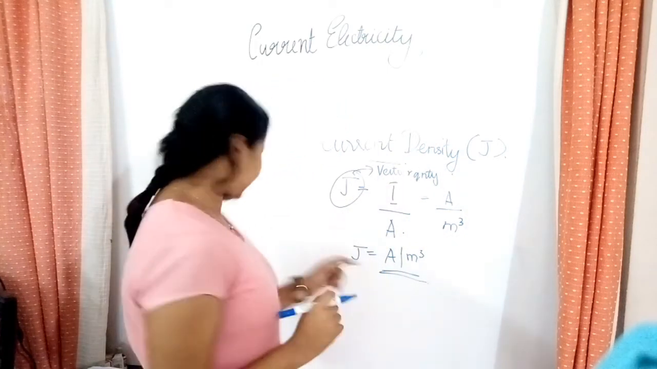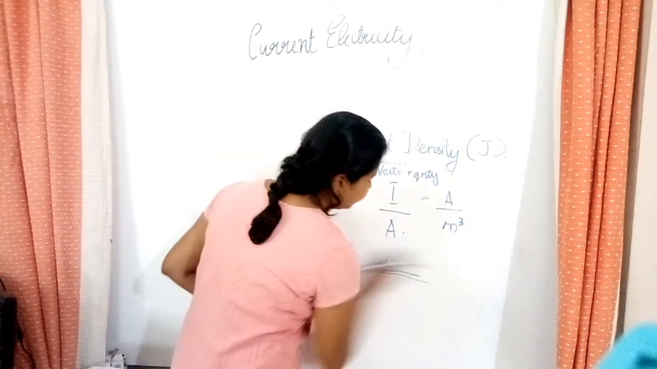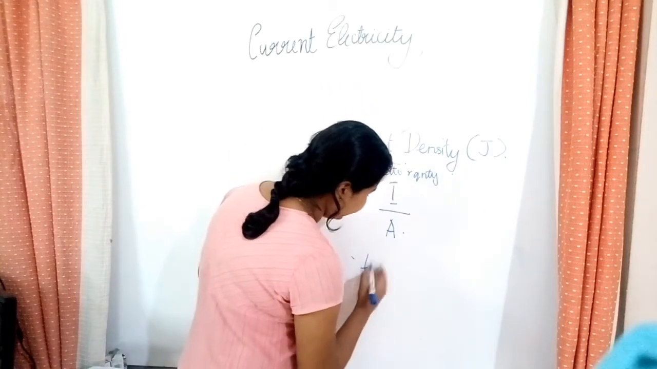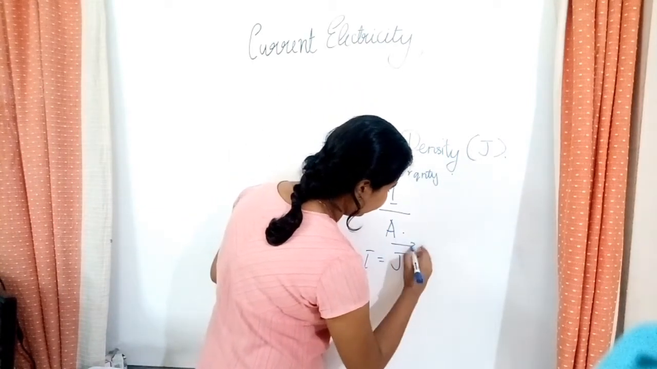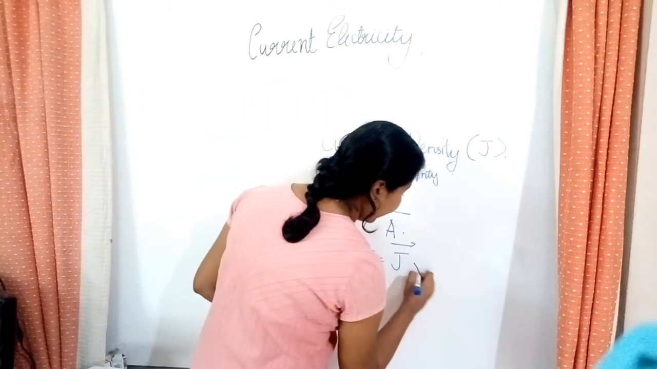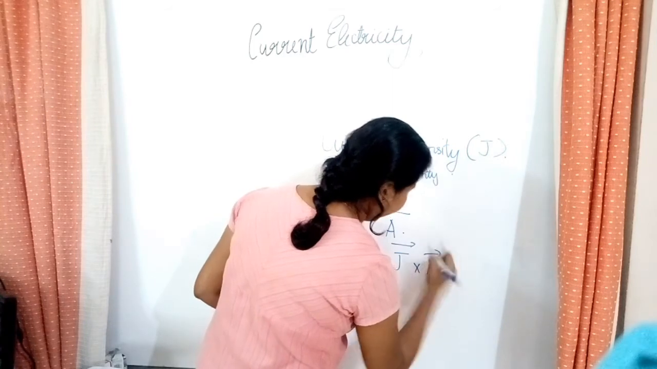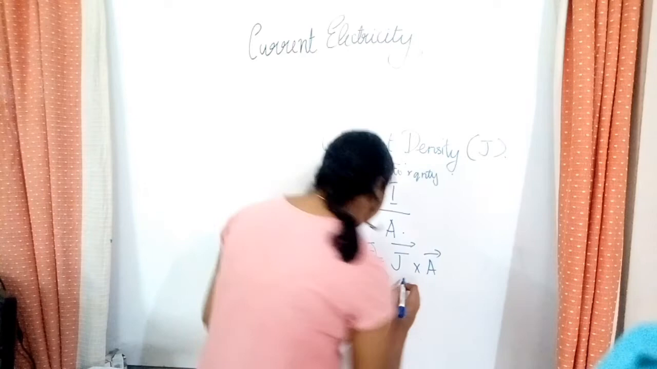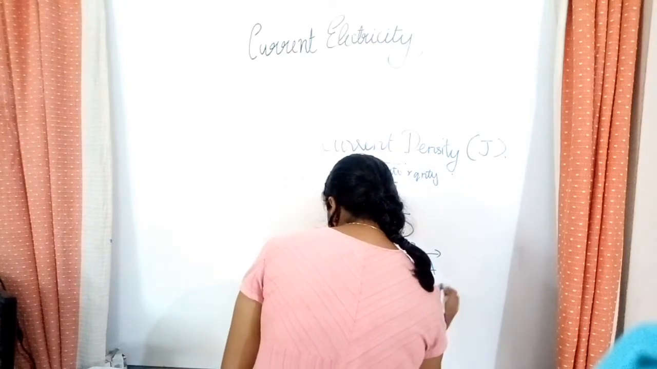From this equation, can we derive the equation for current? Yes, I is equal to J dot A. J is a vector quantity, and area is also a vector quantity, and the current I is a scalar quantity.